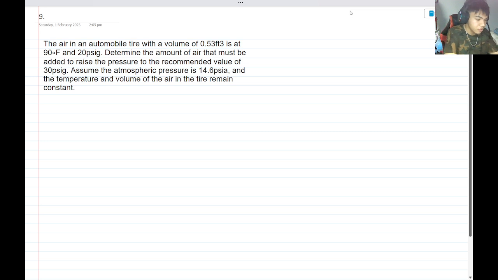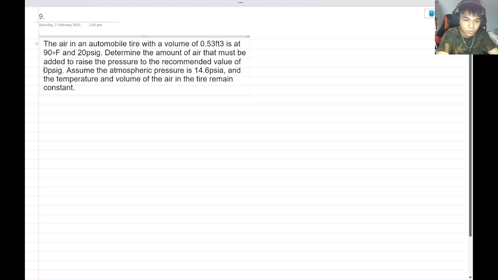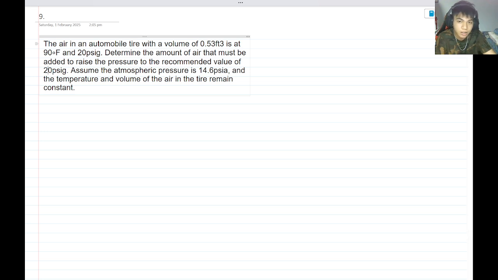Okay, this is number 9. The air in an automobile tire with a volume of 0.53 cubic feet is at 90 degrees Fahrenheit and 20 psig. Determine the amount of air that must be added to raise the pressure to the recommended value of, I think this was 20. I think this one was on the net. This one is 20, I think this is the one in the module. Assume that atmospheric pressure is 14.6 psia and the temperature and volume of the air in the tire remain constant.